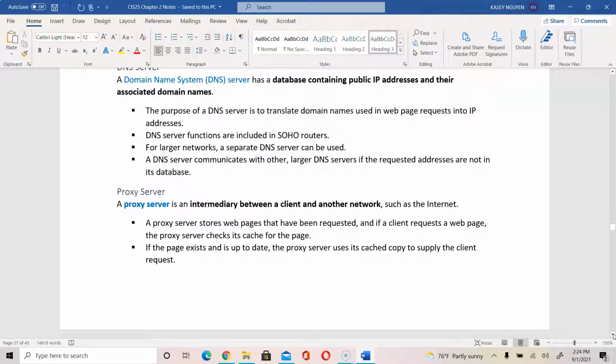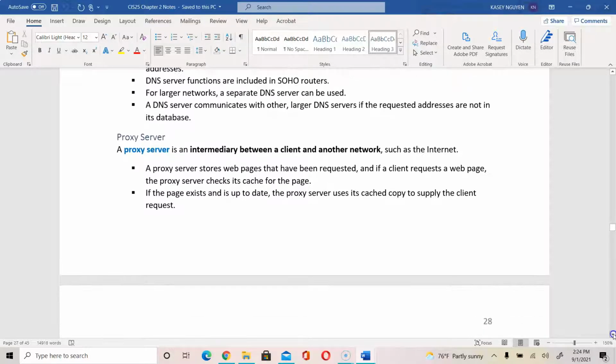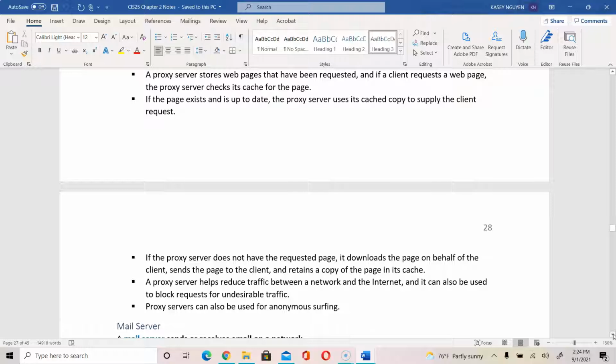A proxy server is an intermediary between the client and another network. The proxy server stores the web pages that have been requested, and if the client requests the same one, it would then check the cache for the page. If the page exists, the proxy server would then provide the copy to the client. A proxy server also helps reduce traffic between the network and the internet. It can also be used to block requests for undesired traffic, so it can be acting as a traffic cop. It can also be used for anonymous surfing.